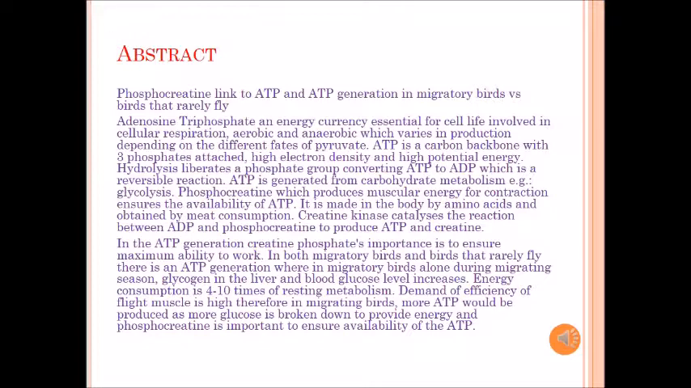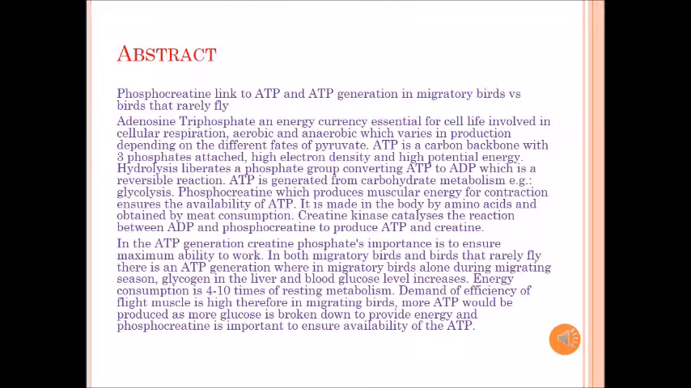ATP is generated from carbohydrate metabolism, for example in glycolysis. Phosphocreatine, which produces muscular energy for contraction, ensures the availability of ATP. It is made in the body from amino acids and obtained by meat consumption. Creatine kinase catalyzes the reaction between ADP and phosphocreatine to produce ATP and creatine. In ATP generation, phosphocreatine's importance is to ensure maximum ability to work.